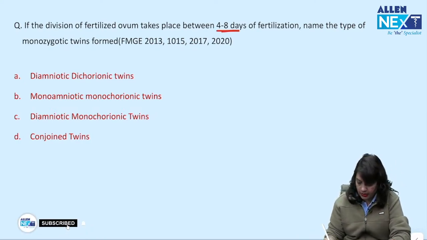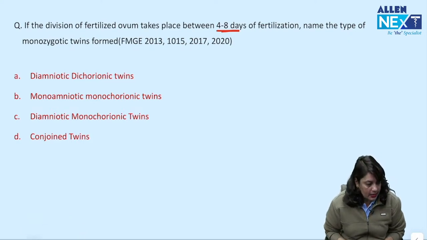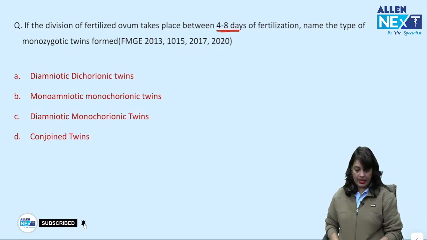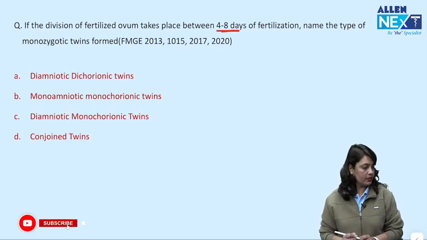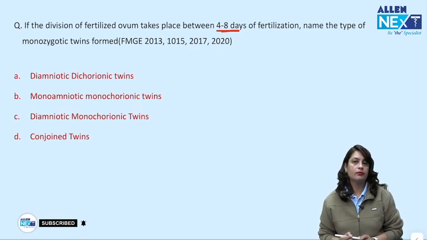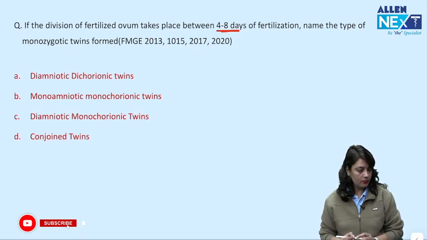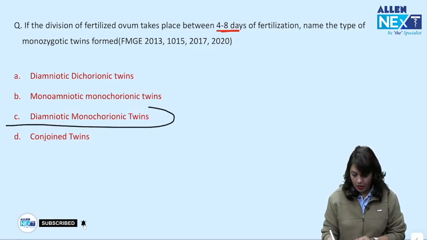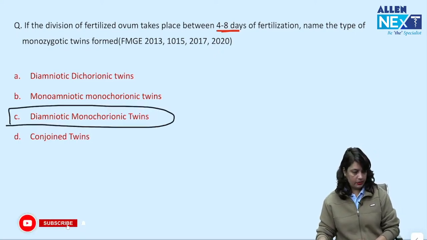type of monozygotic twins. You are supposed to tell me what this answer is. Diamniotic dichorionic, or monoamniotic monochorionic, or diamniotic monochorionic, or conjoined twins? What's your answer? Come on, write down in the chat box. Yes, it is diamniotic and monochorionic twins. You are very correct.